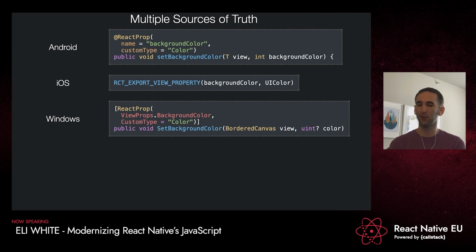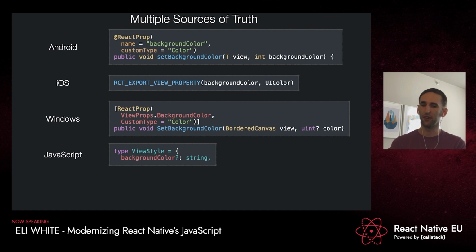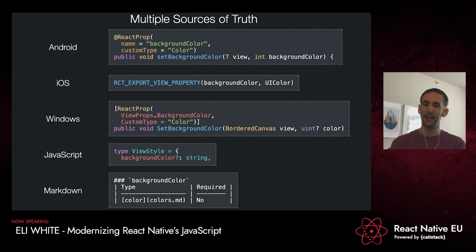But these aren't the only sources of truth we have for what definition a component takes. We also have our JavaScript types in Flow or in TypeScript. And these need to be consistent as well. And you might have API definitions with Markdown or some documentation about what the component type takes. All of these need to stay in sync, but nothing is keeping them in sync right now. And so you can run into a ton of different problems as you're writing your applications.